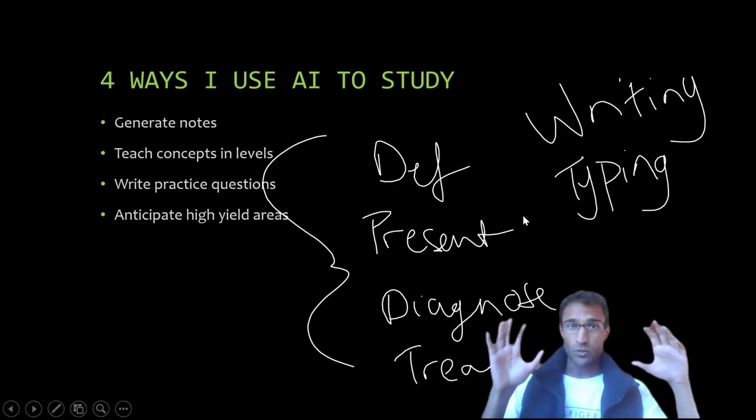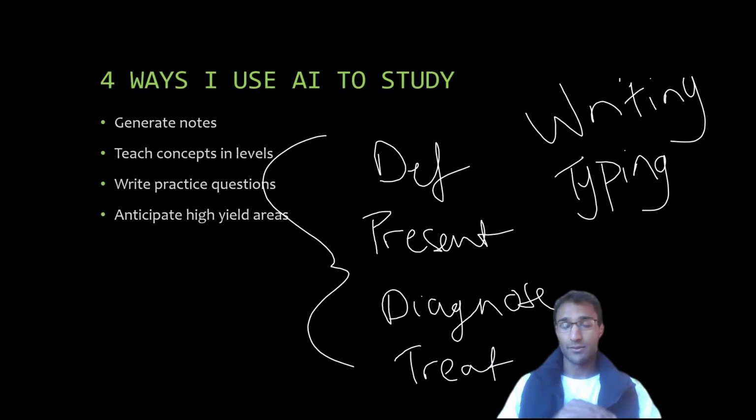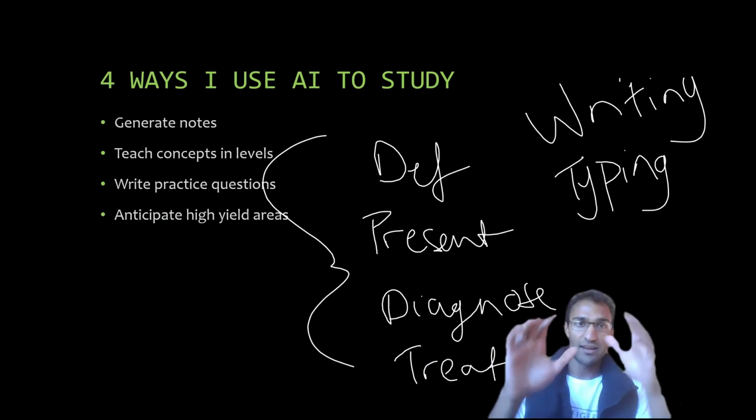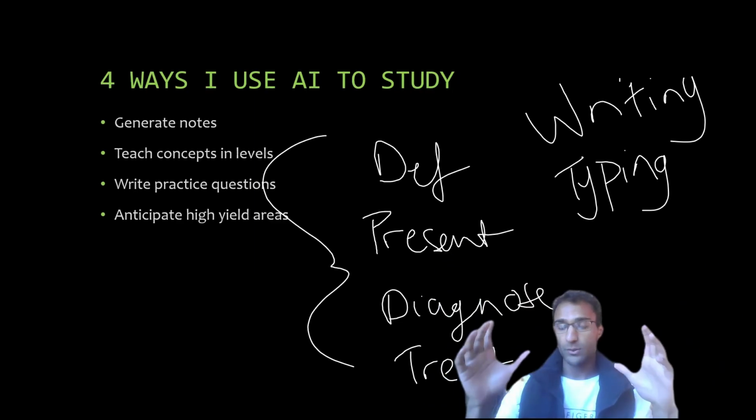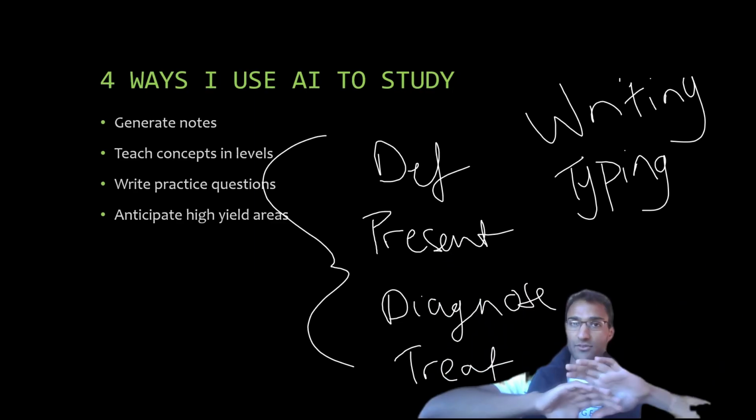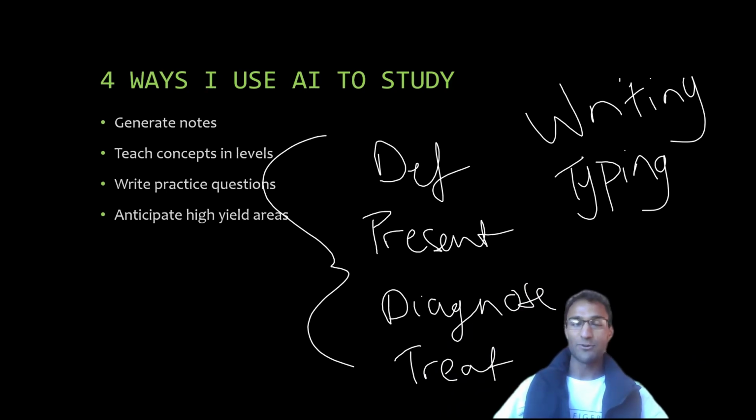Additionally, you can anticipate what topics are likely to come up within your exam, and you can just say, AI, this is what I'm learning for my exams. These are all the topics. If you were the examiners, imagine you're the examiners. Try and come up with 200 question topics for this 100 question exam.